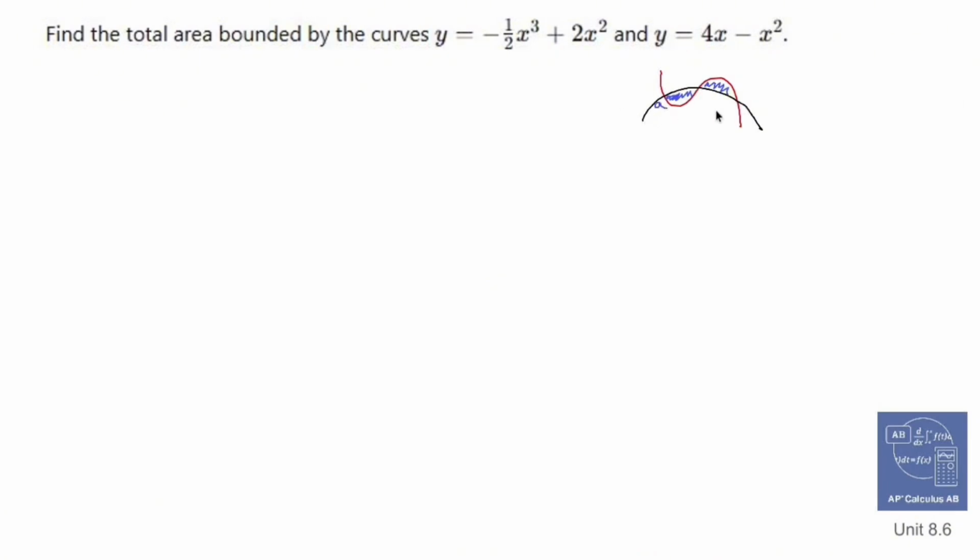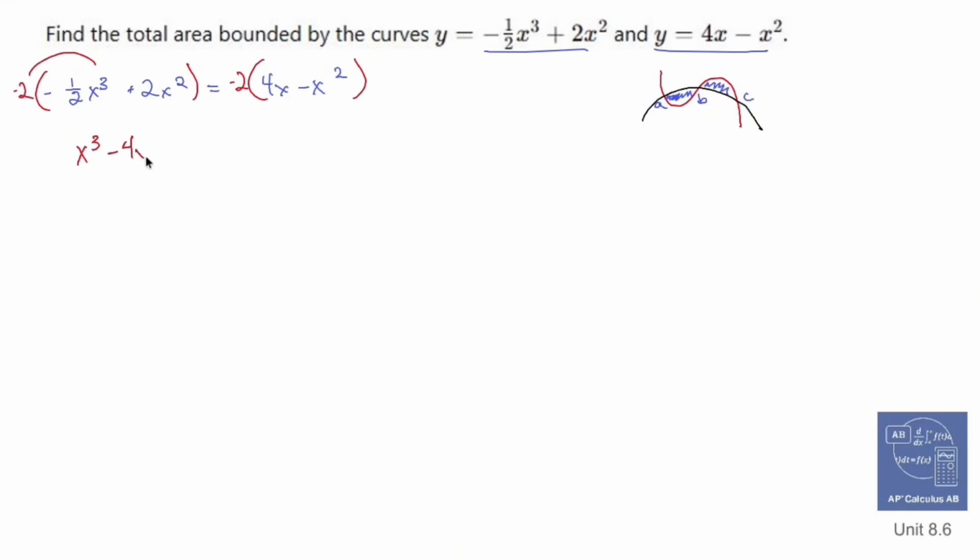So what I need to do is find out what my points of intersection are. And the way that I do that is by setting these equal to each other and solving for x. So we have negative 1/2 x cubed plus 2x squared equals y equals 4x minus x squared. Now, this is just going to be a gross mess. And what I'm going to do to start off is multiply everything by negative 2, because I know I'm going to see a lot of factoring, and I don't want to deal with the negative 1/2. So if I multiply both sides by negative 2, that makes a positive x cubed minus 4x squared.